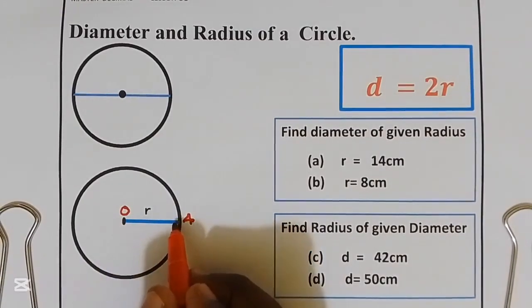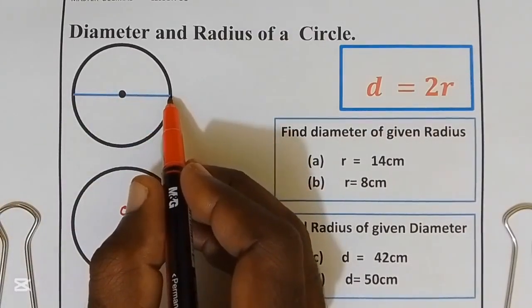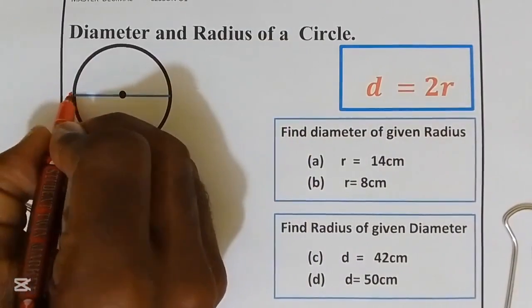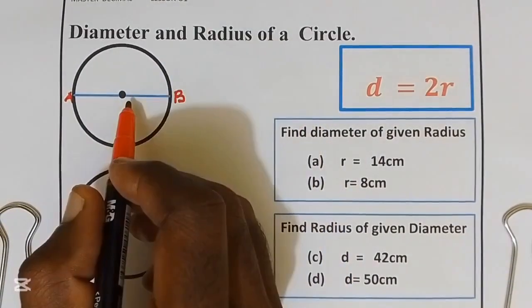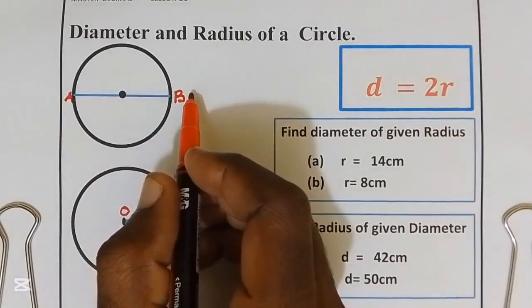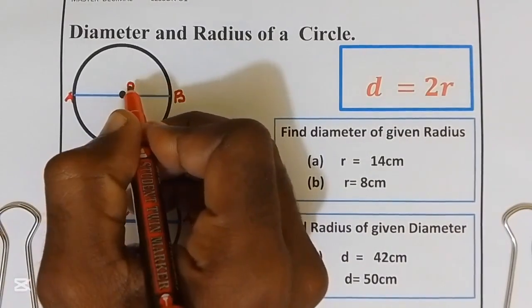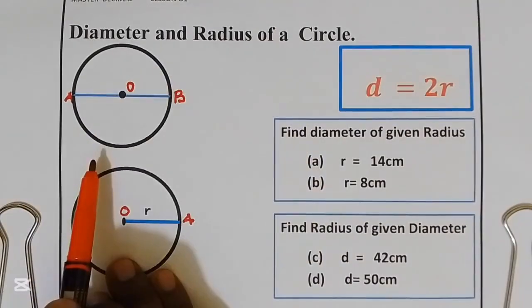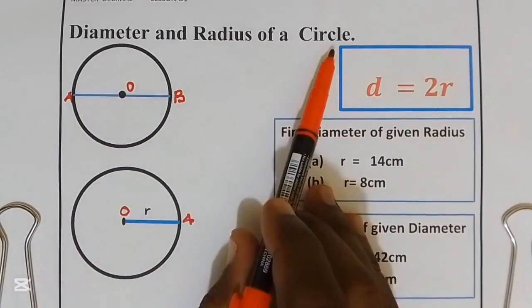Also, a circle has a diameter. A diameter is a distance from one point on the surface, I call it A, to another point on the surface, I call it B. The distance AB must pass through the center of the circle. Let's go and see the relationship between the diameter and radius of a circle.